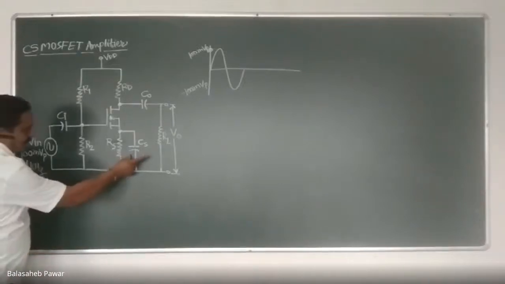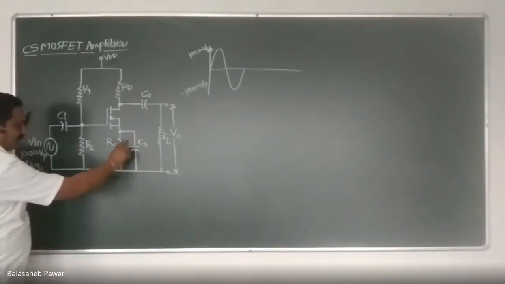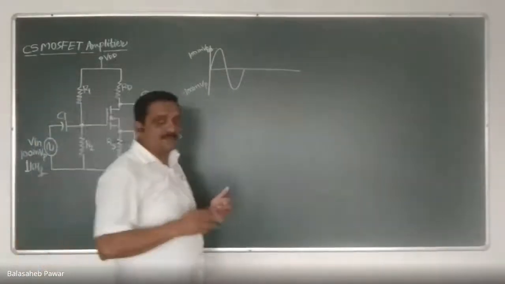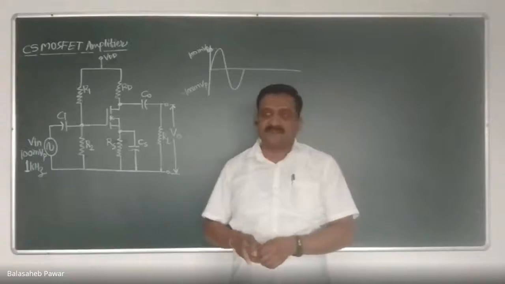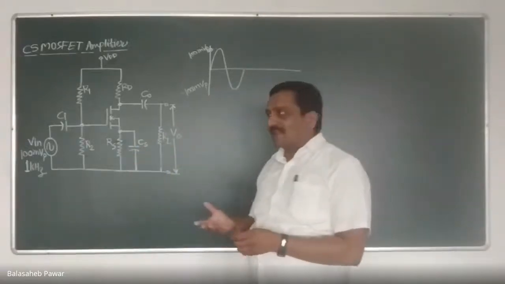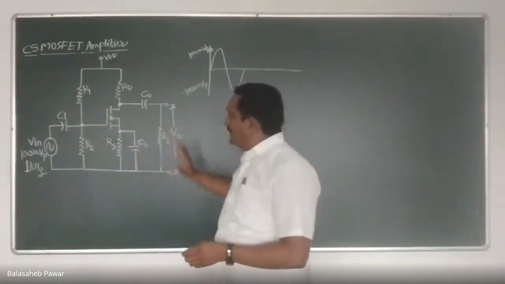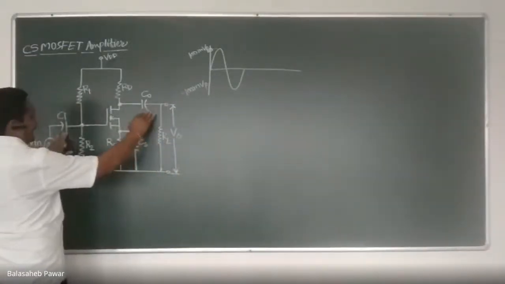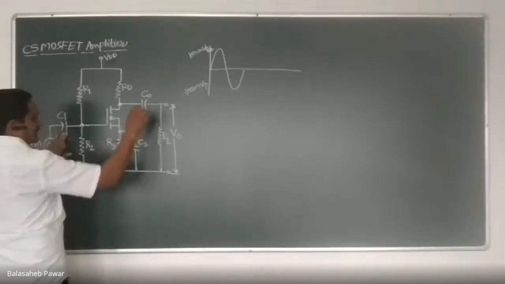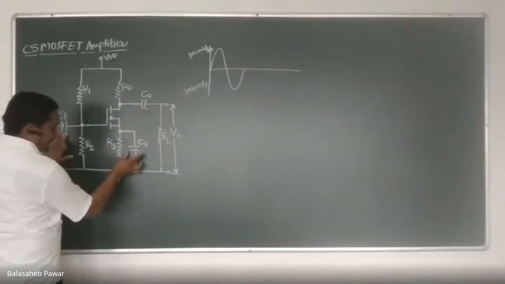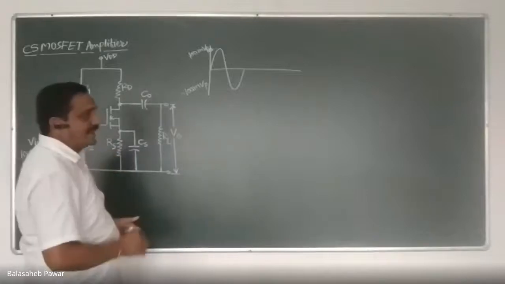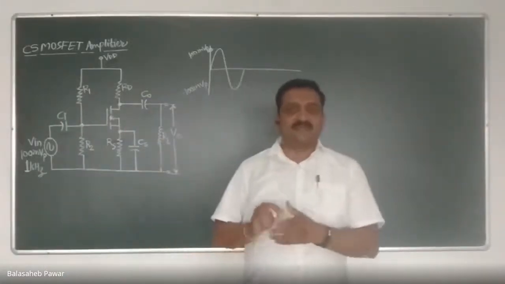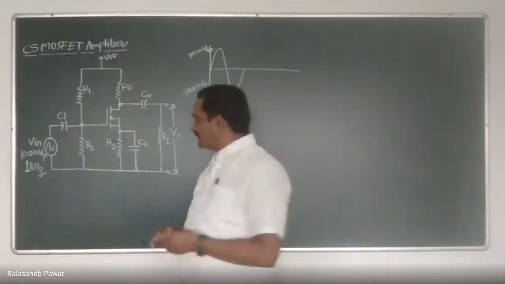Then one more capacitor you will observe, which is placed in parallel to RS. This is known as a bypass capacitor, and the purpose of this capacitor is to improve the gain of this amplifier. How it improves the gain, I will explain in detail, but at this stage, only remember that the two input-output coupling capacitors are used to block the DC components, and this capacitor CS, placed in parallel to RS, is known as a bypass capacitor, which is used to improve the gain of the amplifier circuit.